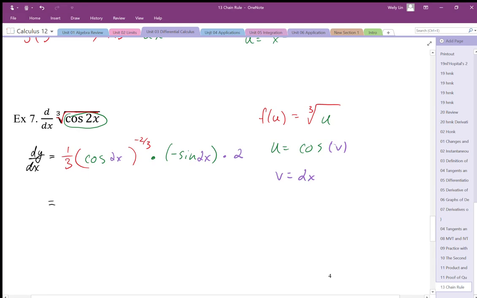So just cleaning this up, I get negative 2 sine of 2x over 3, and this is a cube root of cosine squared 2x, and there it is. There's my final derivative.